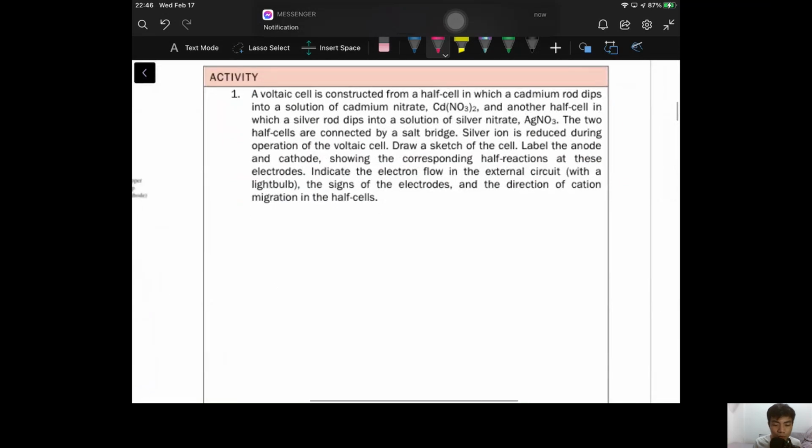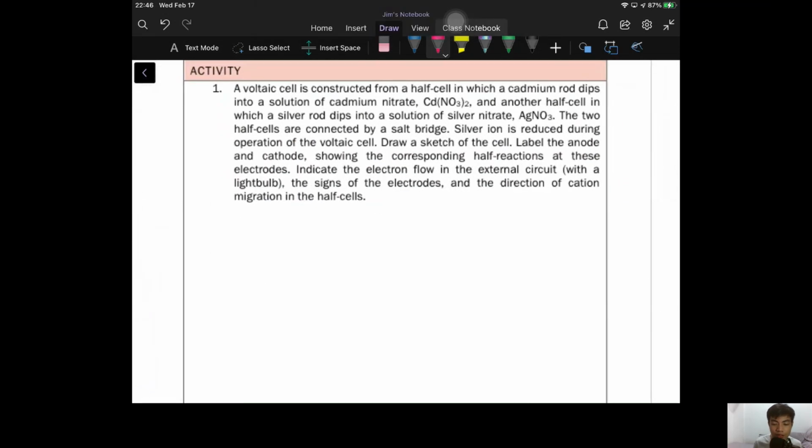Okay. So, number 1, a voltaic cell is constructed from a half cell in which the cadmium rod dips into a solution of cadmium nitrate. Okay, and another half cell in which a silver rod dips into a solution of silver nitrate. Okay, the two half cells are connected by a salt bridge. A silver ion is reduced during the operation of the voltaic cell.